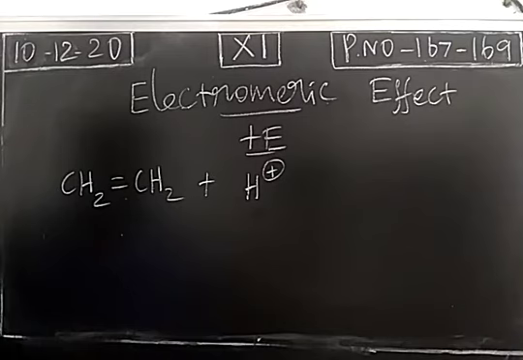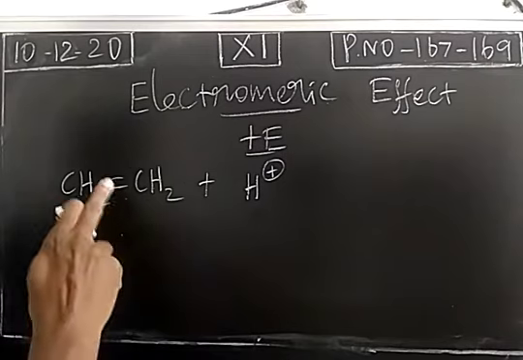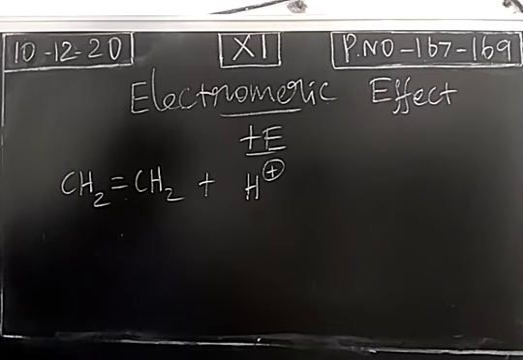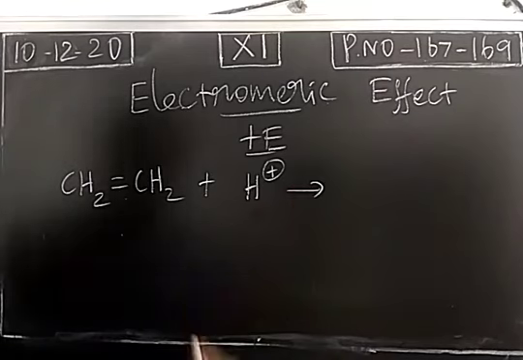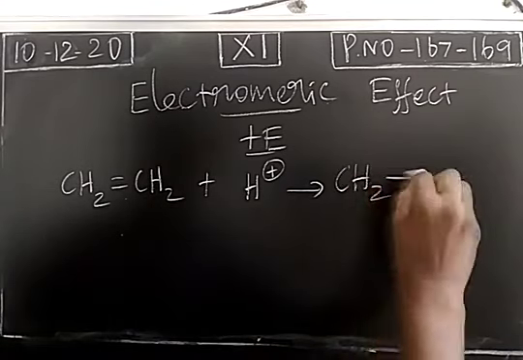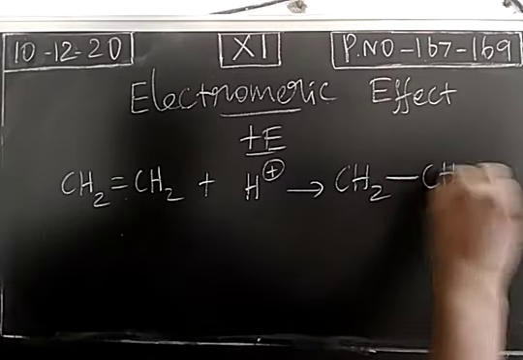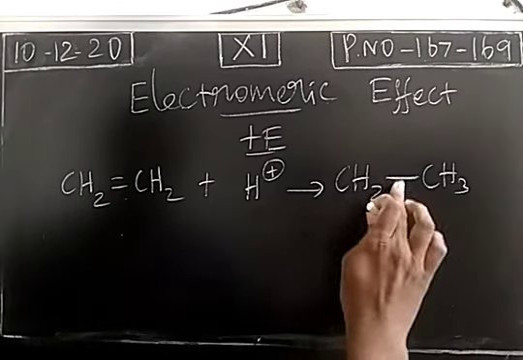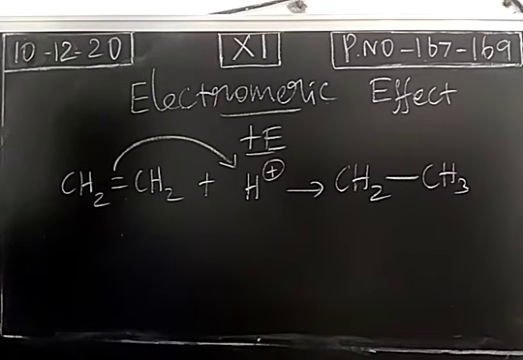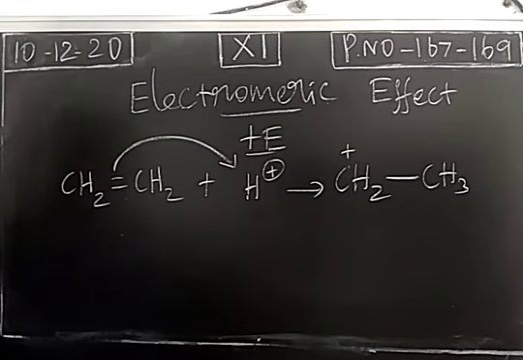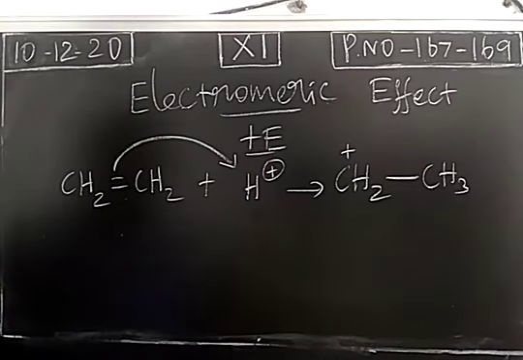Pi electron represents electron density spreading over both the carbon atoms. So the pi electron is making a covalent bond with this proton H+. So there will be a formation of a new covalent bond between the proton and a carbon, CH2. The pi bond is making a covalent bond with hydrogen. So we have CH3, and this pi electron is moved towards the proton. So this carbon gets a positive charge. So we have obtained a cation.